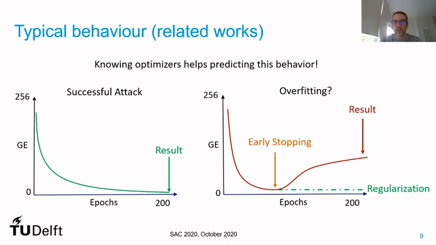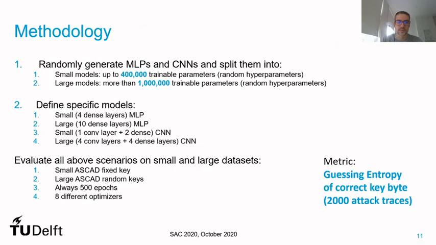What I'm going to show you in the next slides in the experimental results part is that knowing the optimizers that you are using in your training phase will help a lot in predicting the behavior of your network. And then you can decide beforehand which type of regularization you need to add, or if you need smaller or bigger models for your training phase.